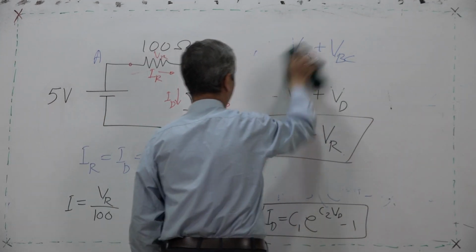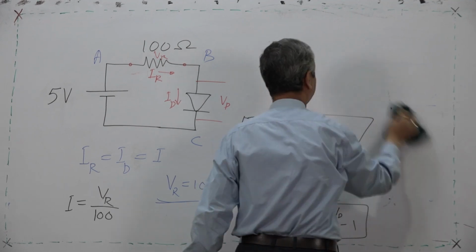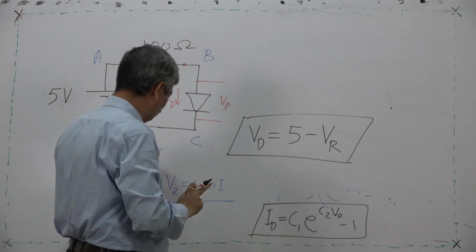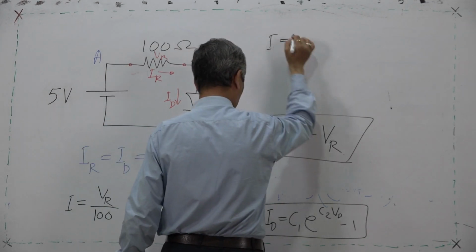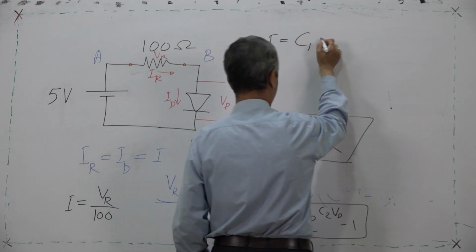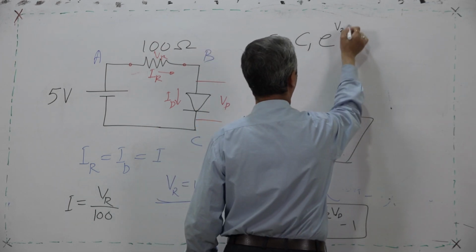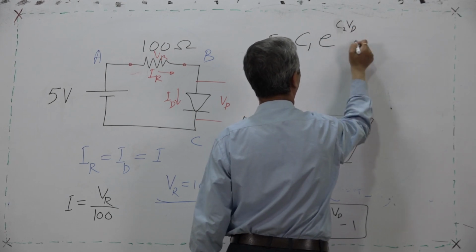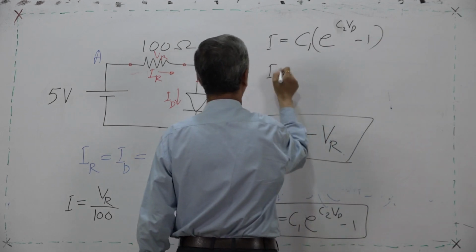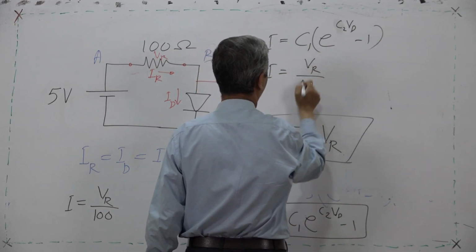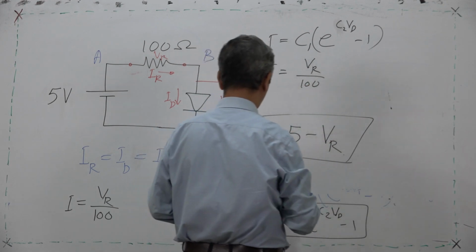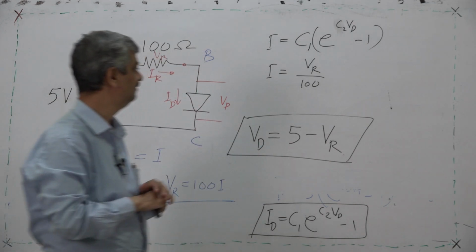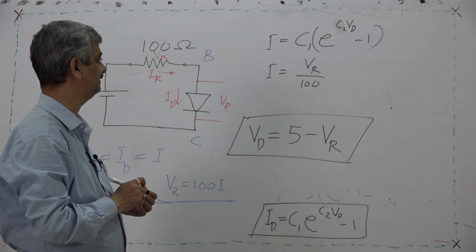Now we can start working for the final solution. What is ID? Since IR equal to ID equal to I, you can write the second equation: I is equal to C1 e raised to C2 VD minus 1. I is equal to VR upon 100, and what do we want to find? We want to find VD. VD equal to 5 minus VR.